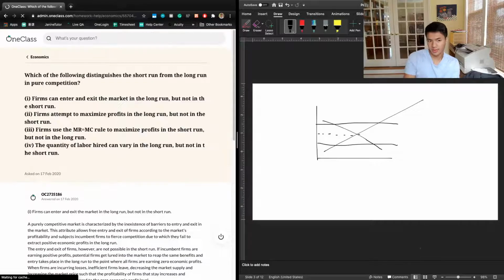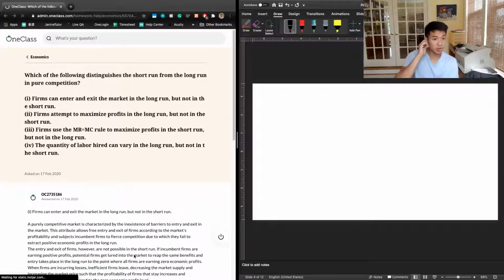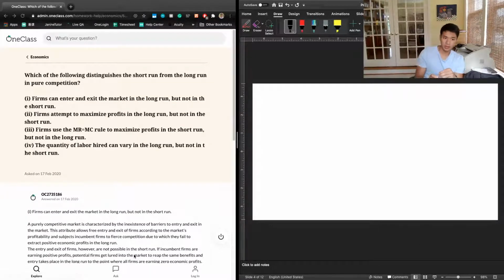Now our next question says, which of the following distinguishes the short run from the long run in pure competition? One says that firms can enter and exit on the market in the long run, but not in the short run. Two says that firms attempt to maximize profits in the long run, but not in the short run. Three says that firms use the marginal revenue equals marginal cost rule to maximize profits in the short run, but not in the long run. And four says the quantity of labor hired can vary in the long run, but not in the short run.